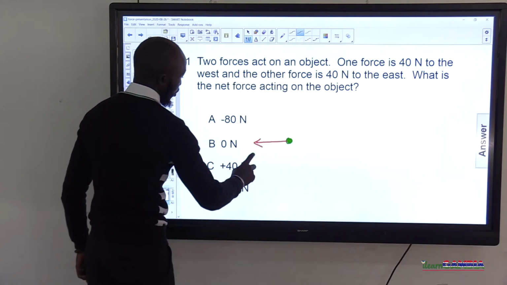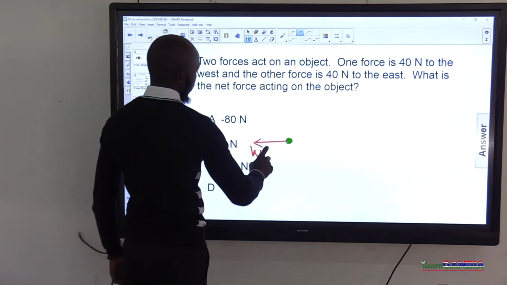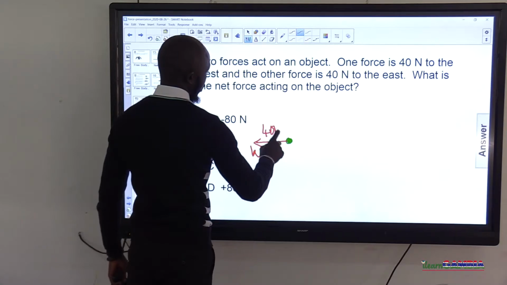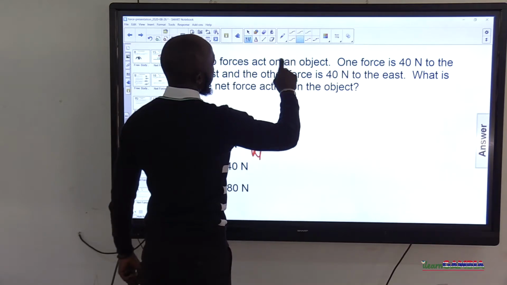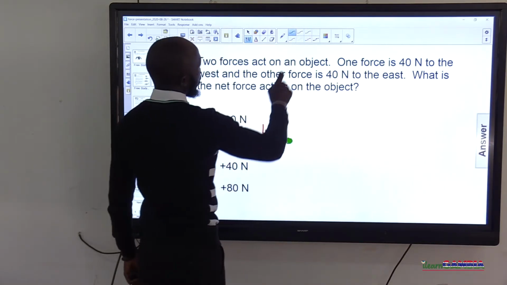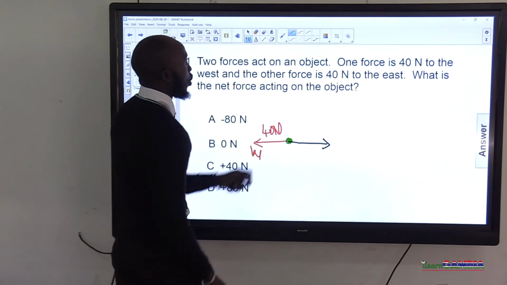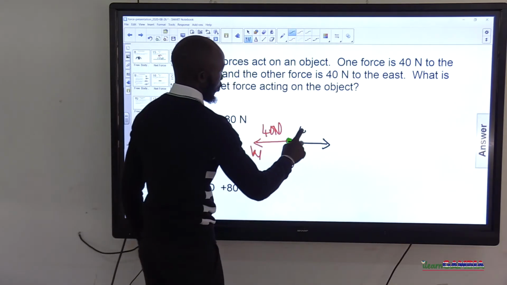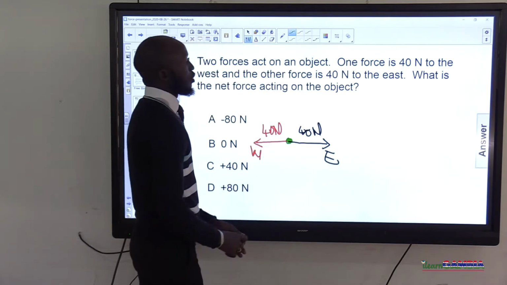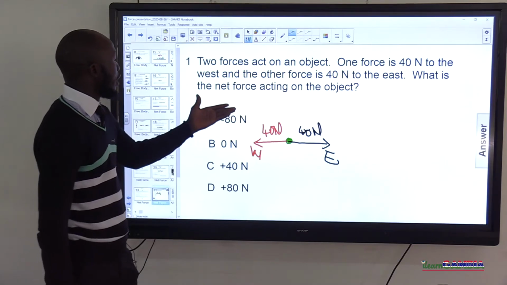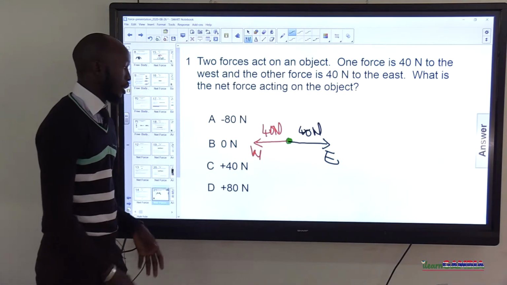This is 40 Newtons to the west. This is our west, and the amount of force there is 40 Newtons. And we have another force, also acting to the east. Also 40 Newtons to the east. And this is east. So now it is asking you, what is the net force acting on the object?